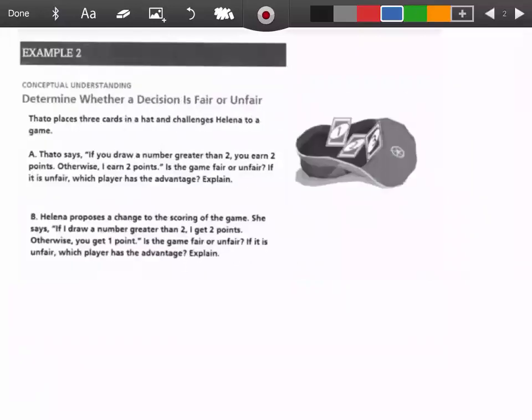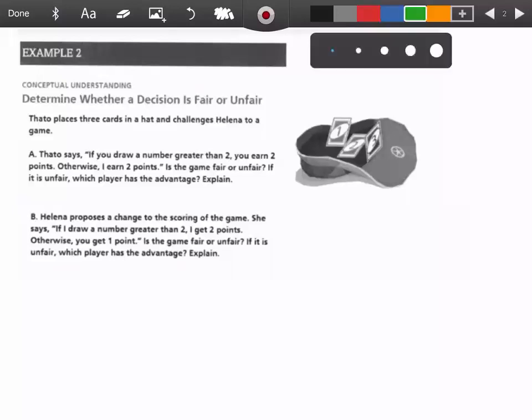So let's talk about this example. We have a game being played. Theodo places 3 cards in a hat and challenges Helena to a game. Theodo says, if you draw a number greater than 2, you earn 2 points. Otherwise, I earn 2 points. Is the game fair or unfair? If it is unfair, which player has the advantage? Explain.